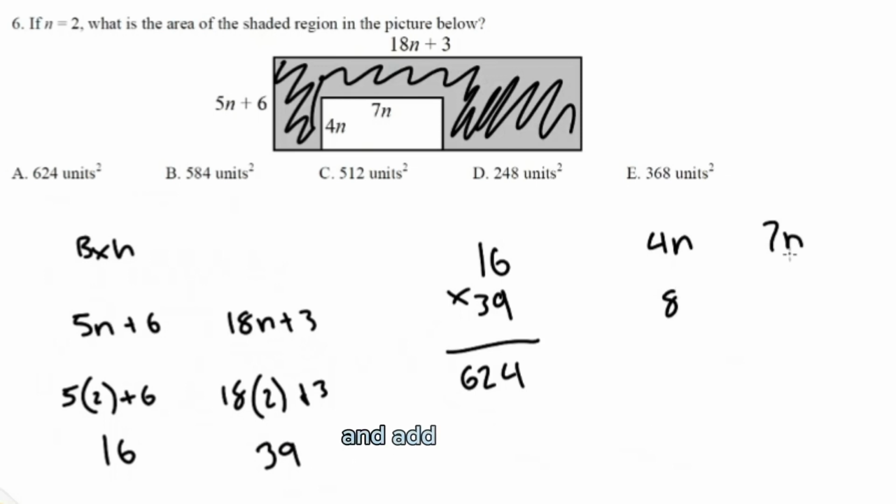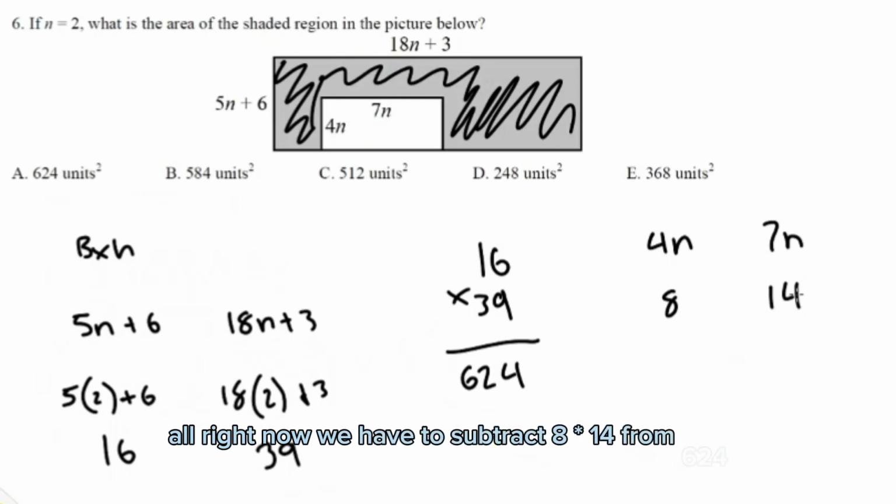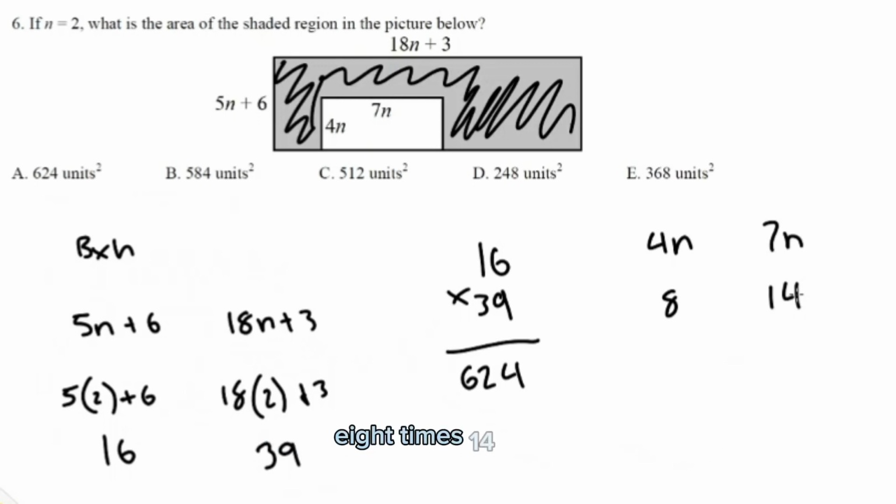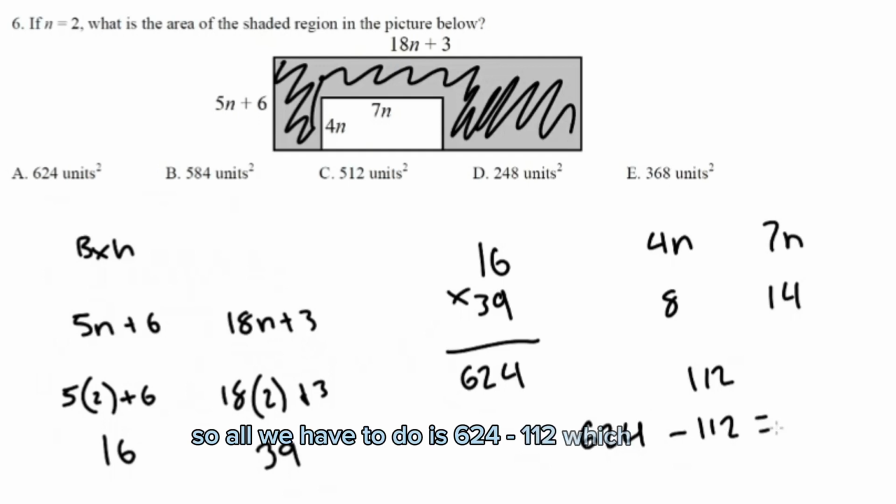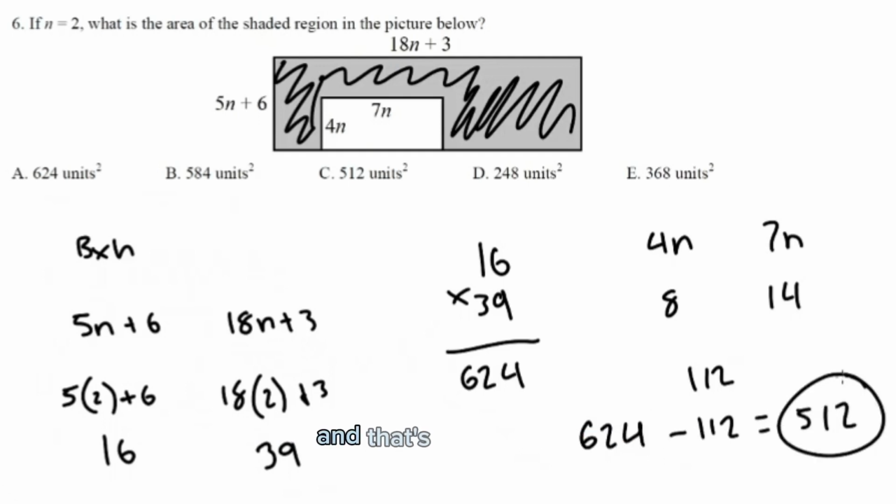And n is 2 again, so that's 7 times 2, which is 14. Alright, now we have to subtract 8 times 14 from 624. 8 times 14 is 112. So all we have to do is 624 minus 112, which is 512, and that's your answer.